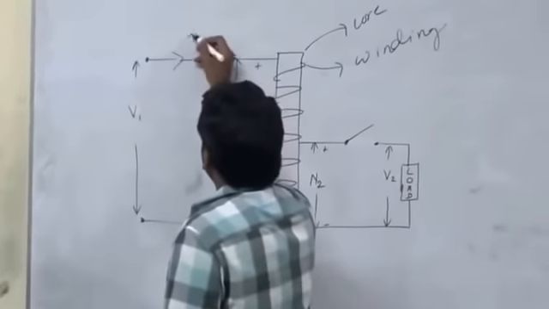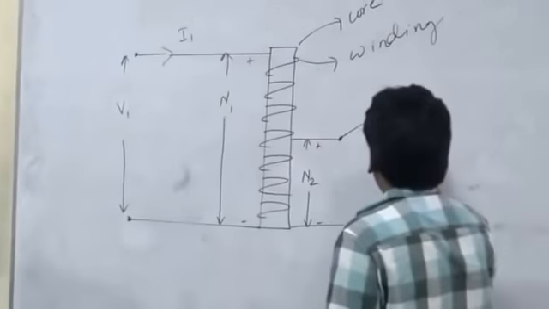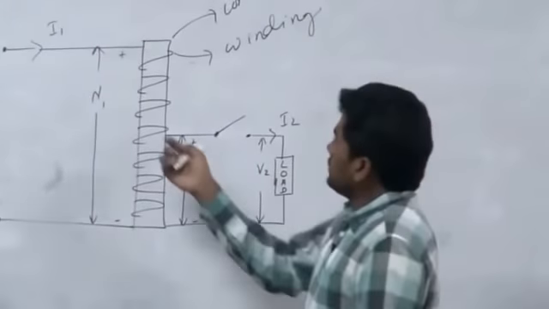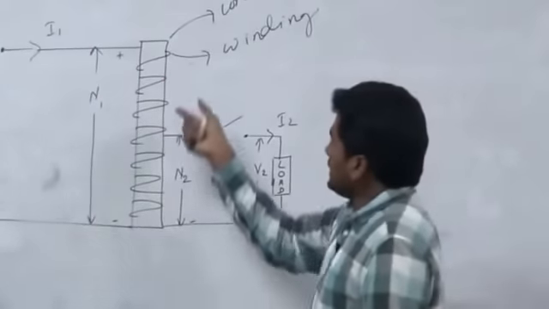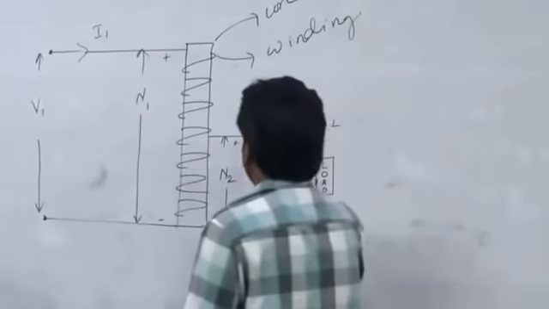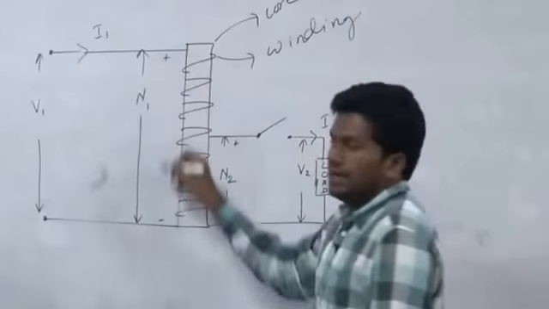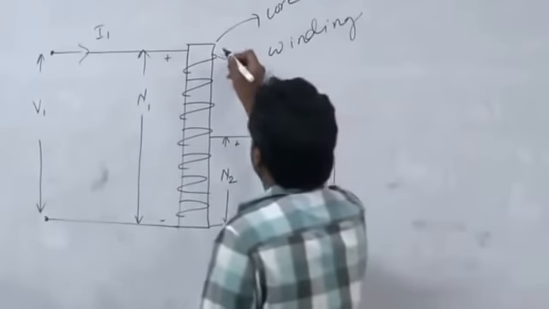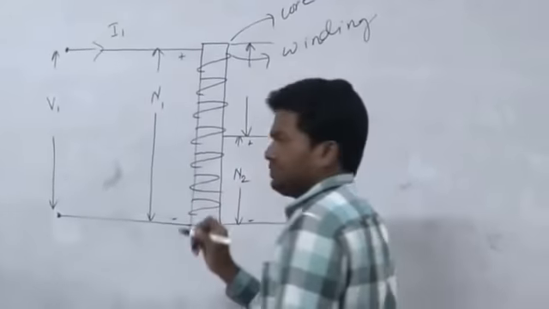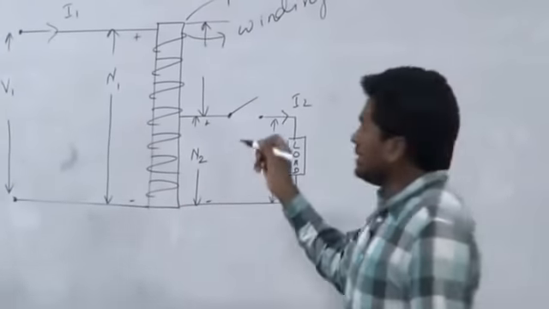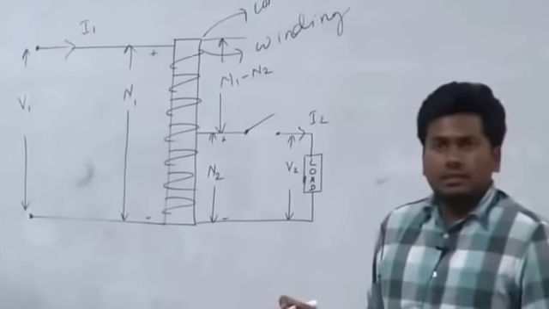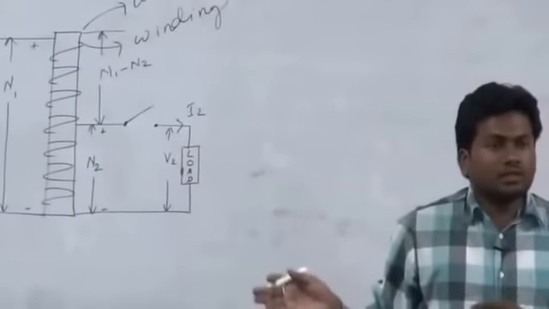So what current flows over here? That is I1, and the current over here is equal to I2. So there is only one winding, where this much is the total number of windings. As this is N2 and this one is N1, what is this portion of winding? N1 minus N2. Clear? So this is called a step down transformer.